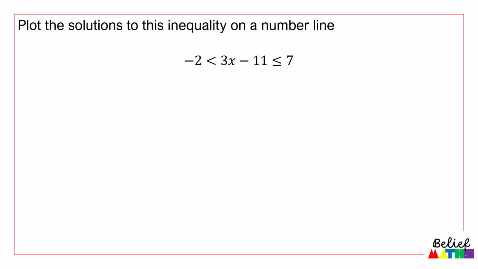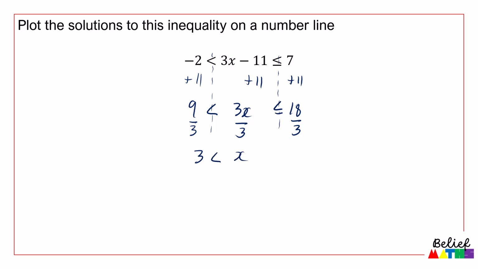Similar question here to what we had a moment ago, but it combines our first and our second question in our inequalities. So we're going to do exactly the same thing. We're going to treat it like it's got, as I use that term, 3 sides. We're going to add our 11 to each of the sections. So that gives us 9 is less than 3x is less than or equal to 18. And then dividing everything by 3 gives us 3 is less than x is less than or equal to 6.